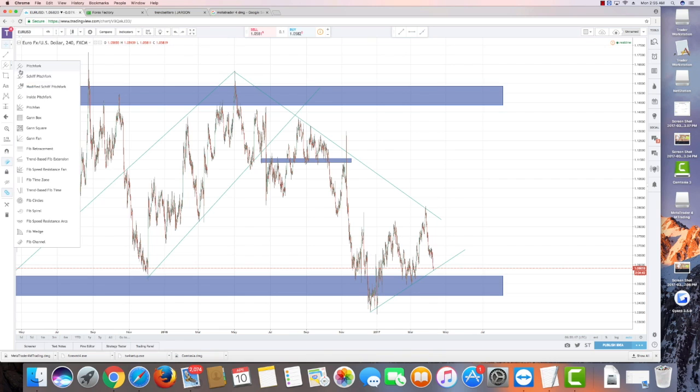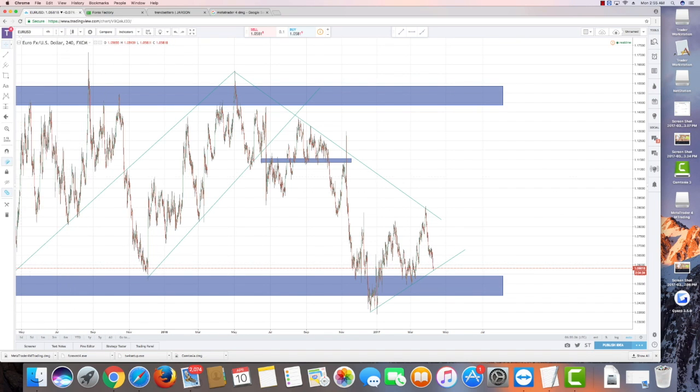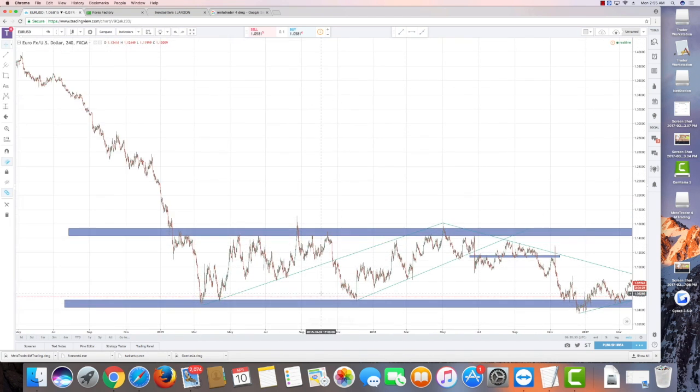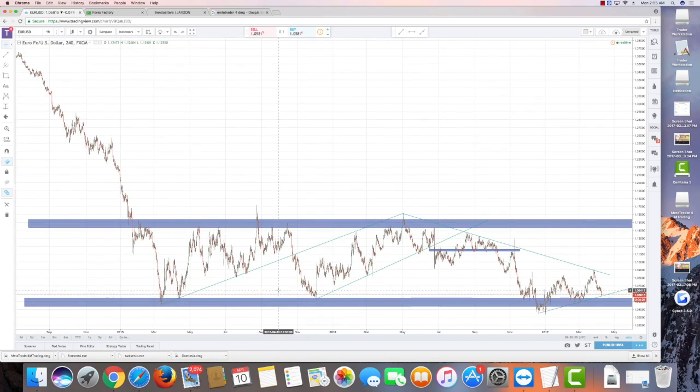Also, you have different tools such as Fibonacci. This is actually on TradingView.com. It's a very commonly used platform. You also can basically do anything on this website. Very commonly used.